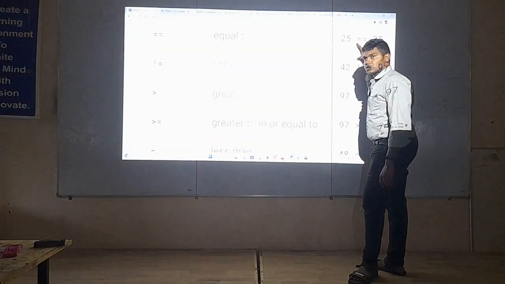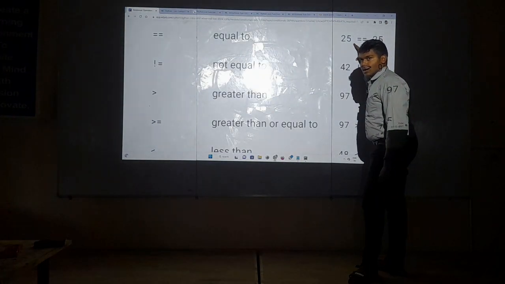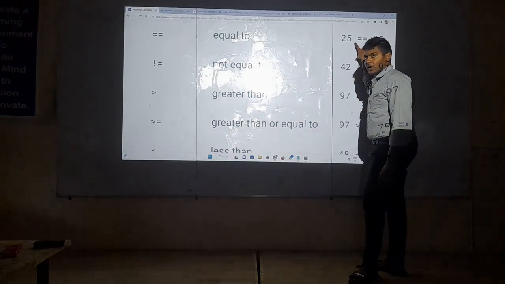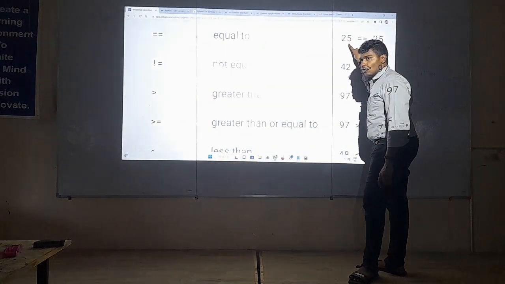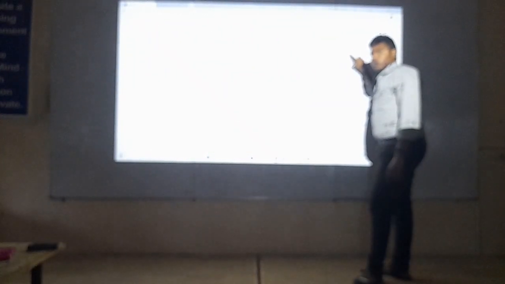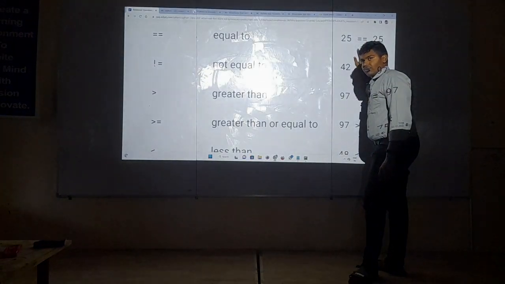So this condition returns true if we write a boolean condition. Boolean means true or false. So if we write a boolean condition, if 25 equal to 25, return true. So then it will return true as 25 equals 25.